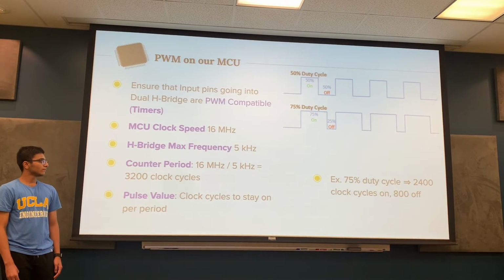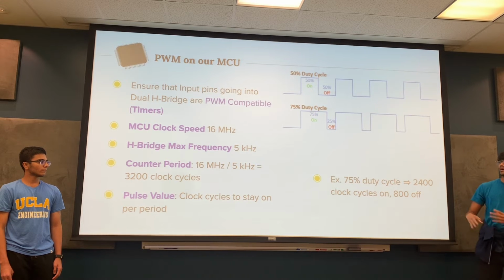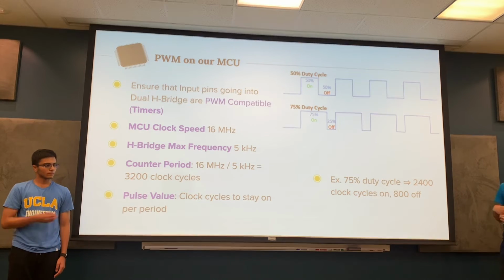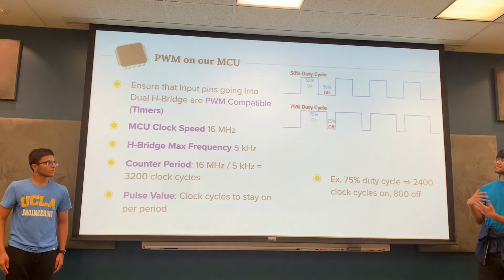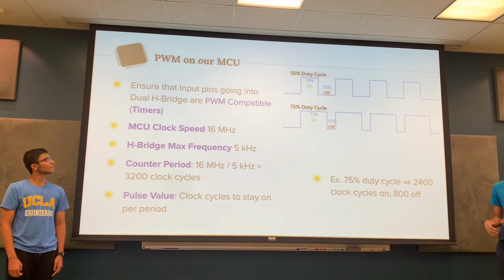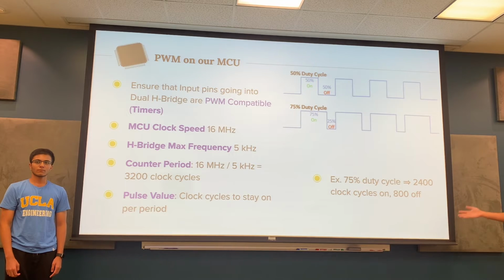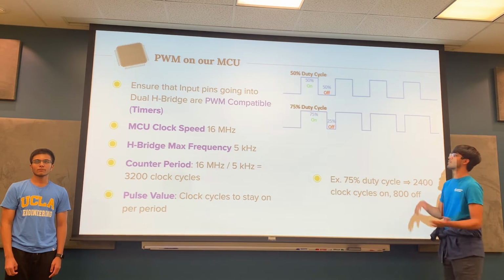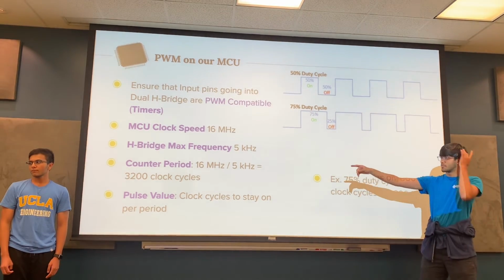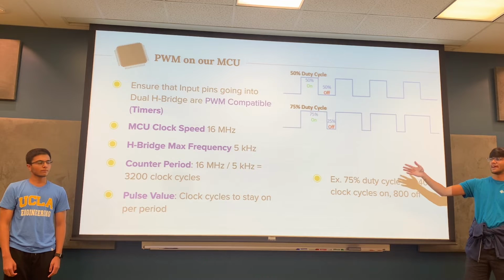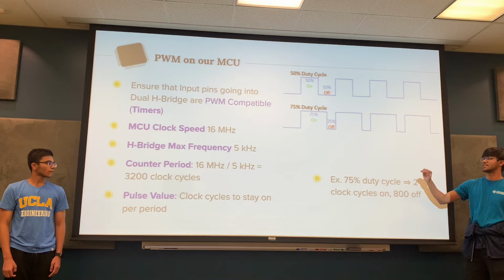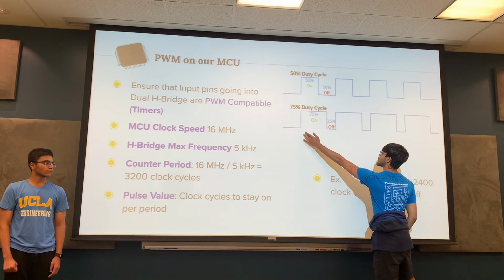And so now we can just cover the frequency and how we do these different calculations. The MCU clock speed, which is how often or how fast it counts, is 16 megahertz. And the maximum frequency that the H-bridge can accept is 5 kilohertz. So our counter period, or rather how many counts exist for one period of the duty cycle, is simply 16 megahertz divided by 5 kilohertz. That gives us 3,200 clock cycles per period. So again, that's 3,200 counts per period from here to here.